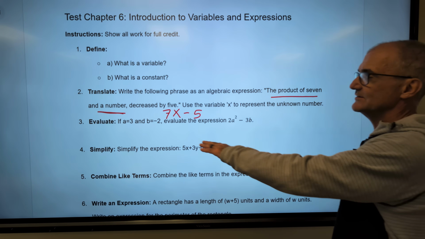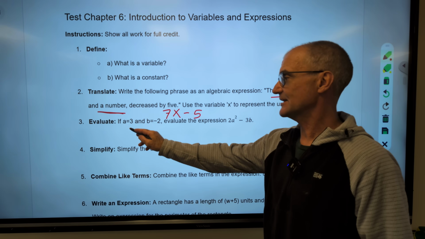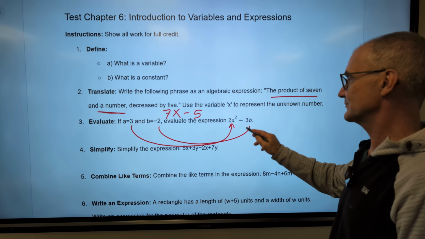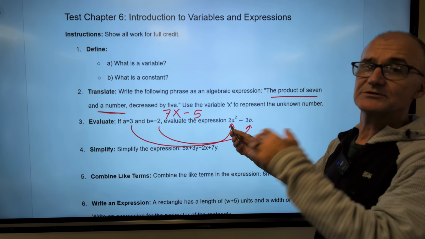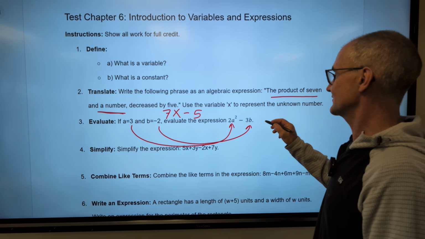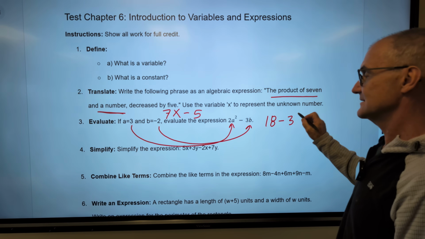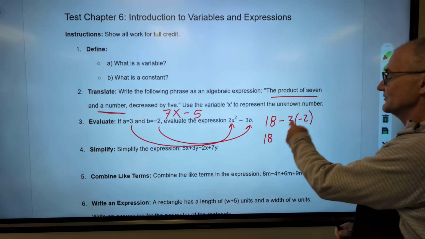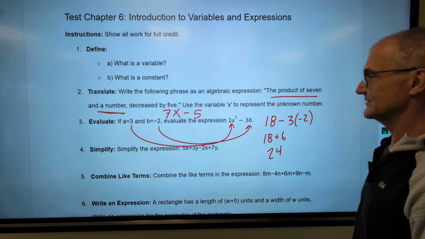Evaluate the expression given that these variables have values. The way you do this is you take that 3 and you plug it in there for A. You take that negative 2 and plug it in there for B. Order of operations is you got to do exponents before multiplication. So 3 times 3 is 9. 9 times 2 is 18. Minus 3 times negative 2. So this is going to be 18. Negative 3 and negative 2 is 6. 18 and 6 is 24.